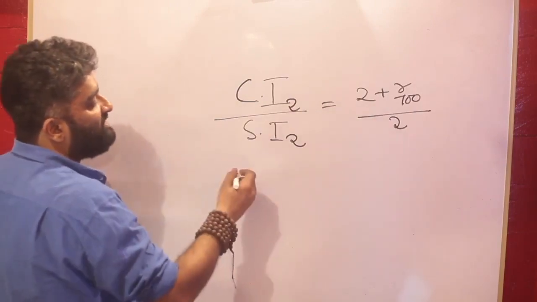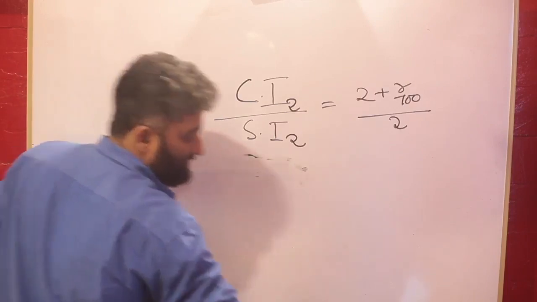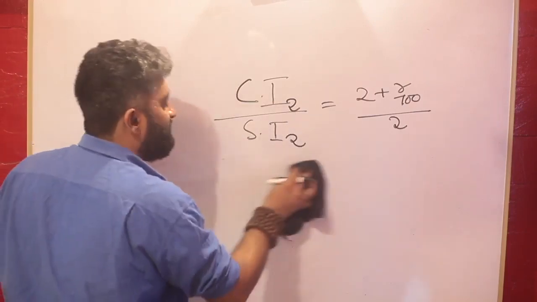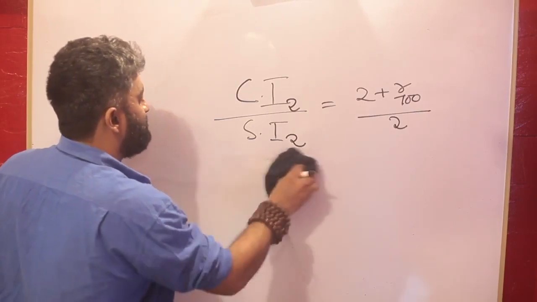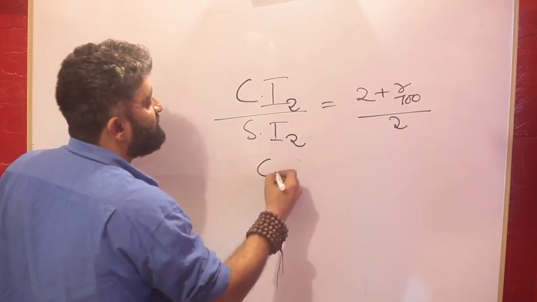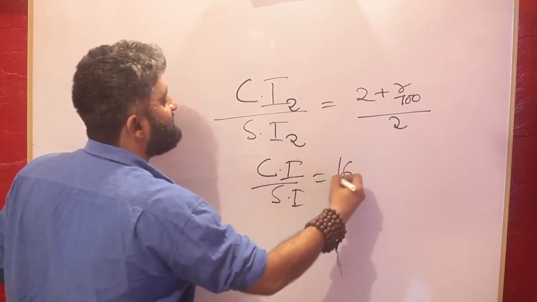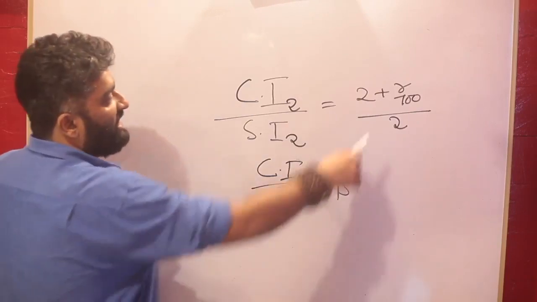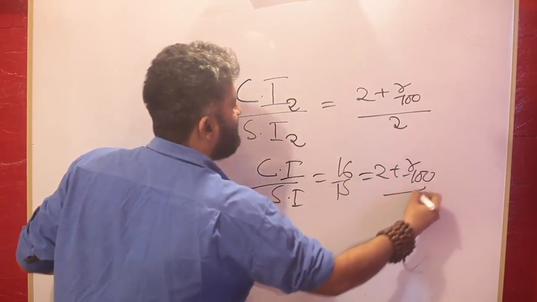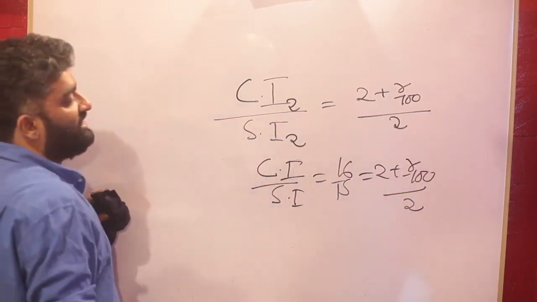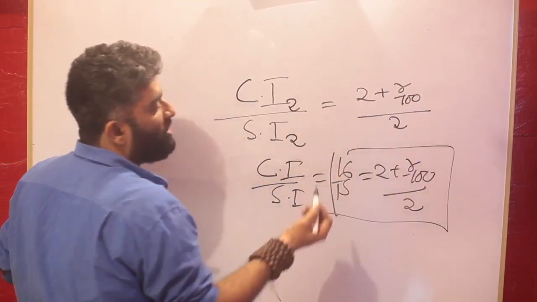So if we try out the previous question where it was given that CI upon SI is equal to 16 by 15, if I just equate it to this formula, I will get the answer, right? So if you know this, then this would have been even shorter, right?